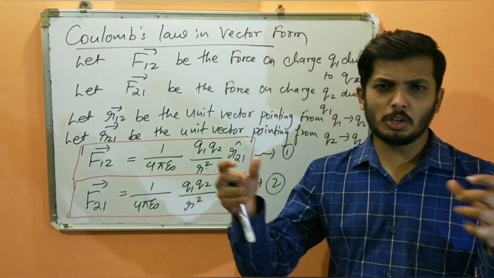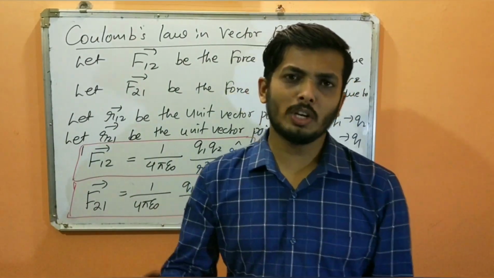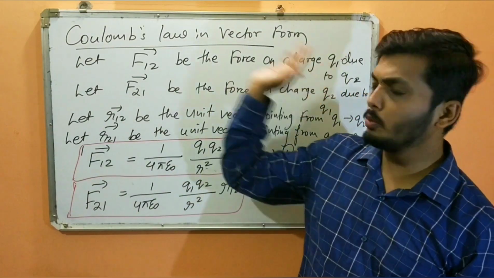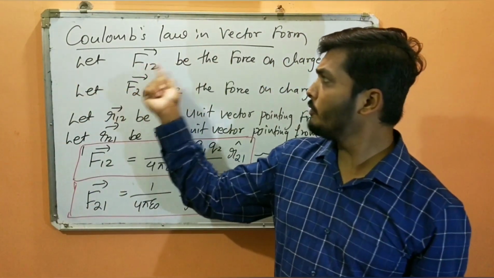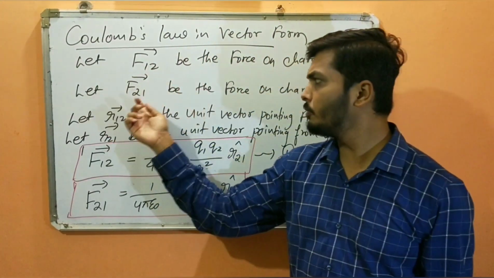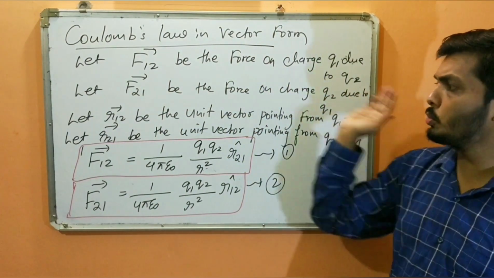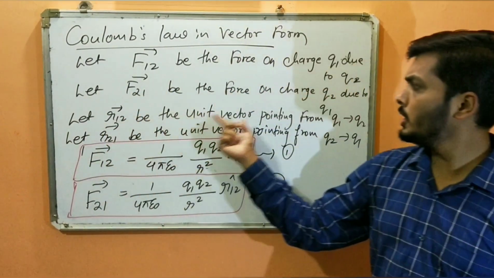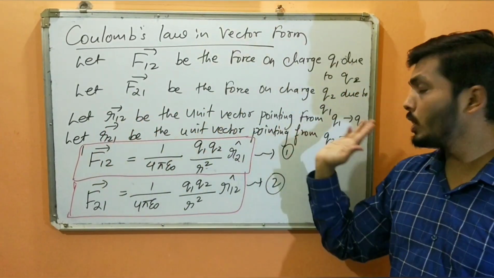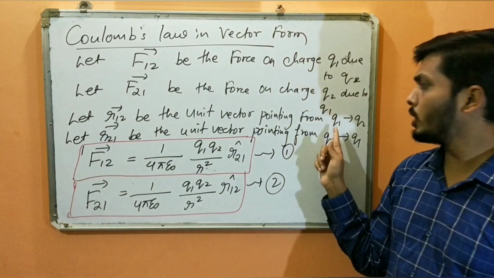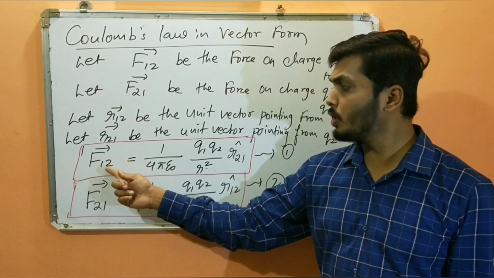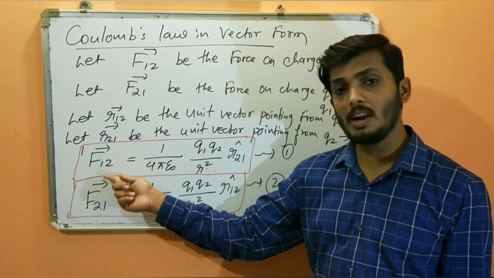Here you have to just consider two charges. Again same thing. Charge 1 will exert force on charge 2, so that will be F12, and this will be experiencing force F21. So F12 is the force acting on charge Q1 due to Q2. Let F21 be the force on the charge Q2 due to Q1. Let r12 be the unit vector pointing from Q1 to Q2, and r21 be the unit vector pointing from Q2 to Q1. This is very important, from where it is pointing and towards where it is pointing. So F12 is what? Force on charged particle 1 due to 2.